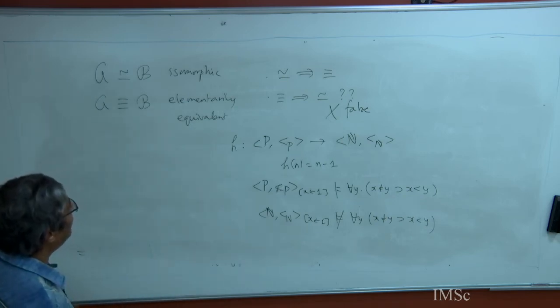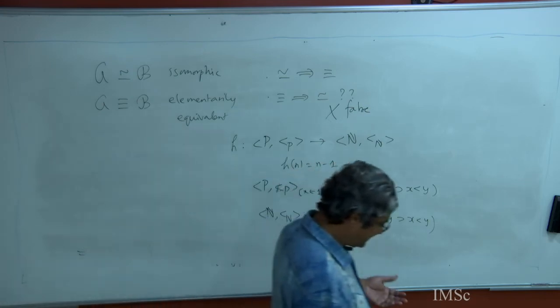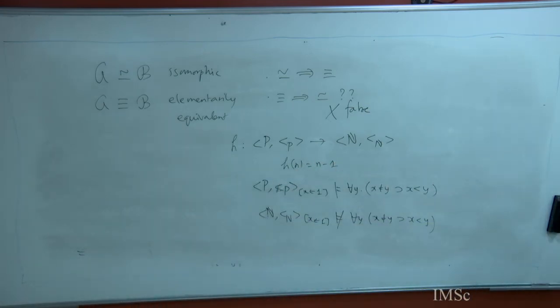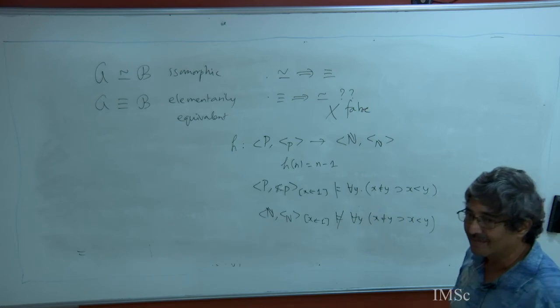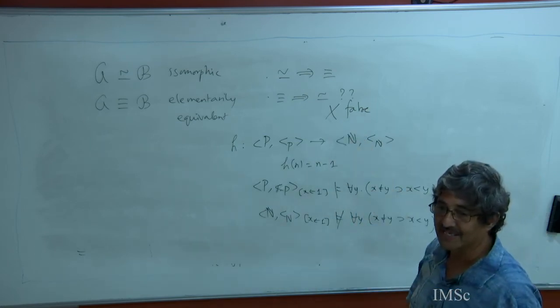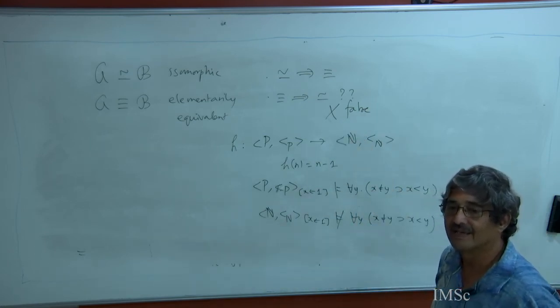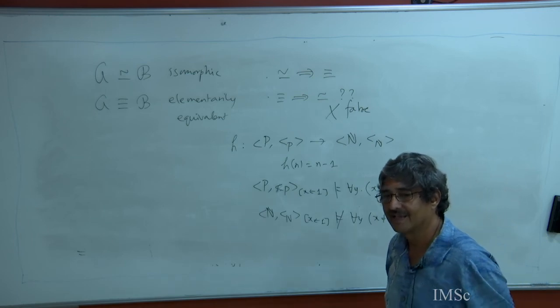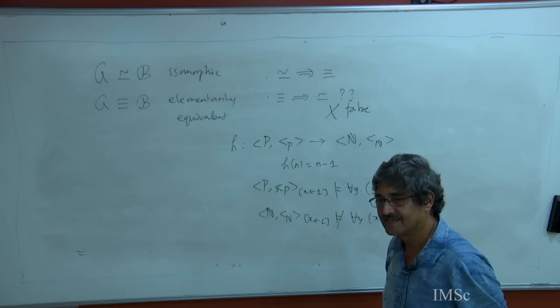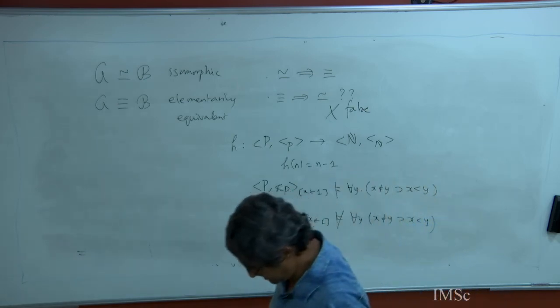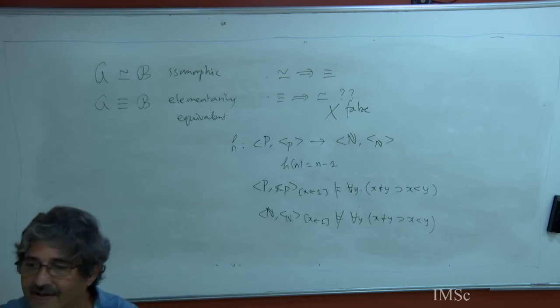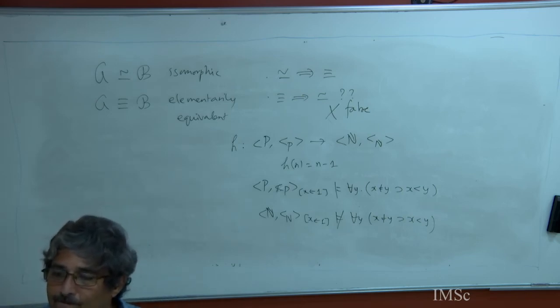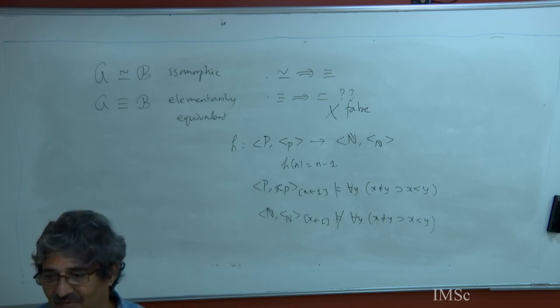Now I want to look at structures that are elementarily equivalent but not isomorphic. That's what it means to say. Yes, sir. But over here they are isomorphic, so they are elementarily equivalent. So we will not be able to find a sentence which is true in one but not in the other. Sorry. So over P and N, they are isomorphic. No, they are not isomorphic.